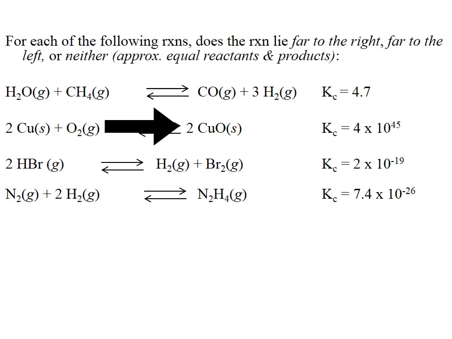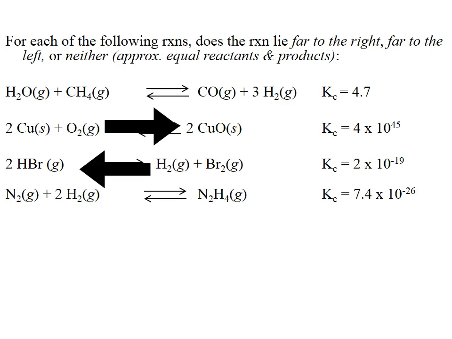The second reaction lies far to the right, and that is because it has a K value of 4 times 10 to the 45, which is a 4 with 45 zeros after it, which is a very large number, which means it lies far to the right, which means that at equilibrium you're going to have a large amount of copper oxide, not very much copper and oxygen left. The third reaction there, 2 times 10 to the negative 19, lies far to the left. That's a small number, a decimal point with 18 zeros, and a 2, right, is a pretty small number. The reaction lies far to the left.